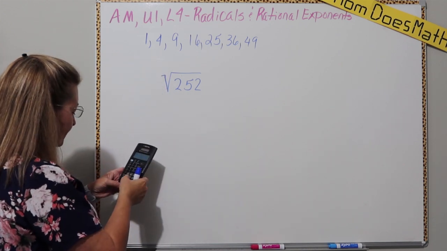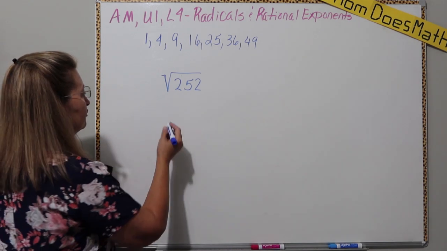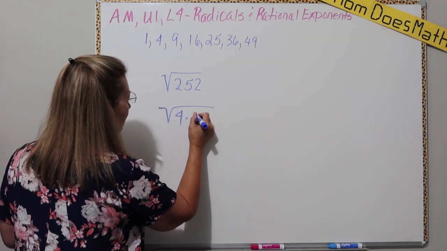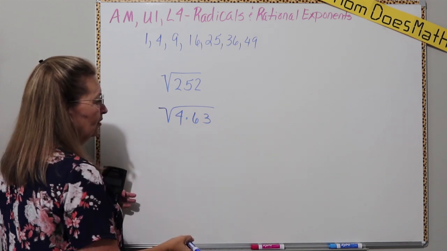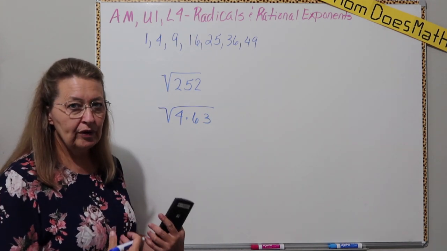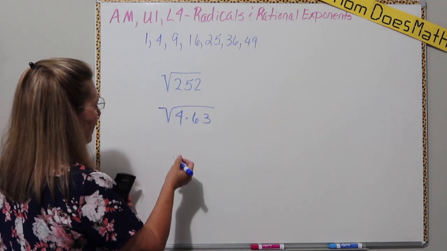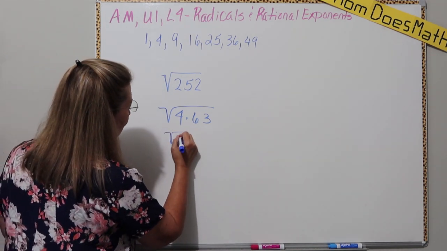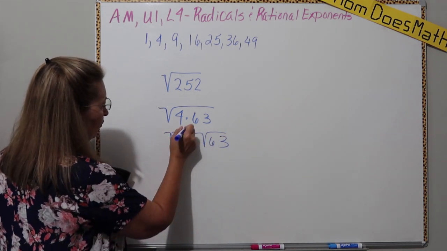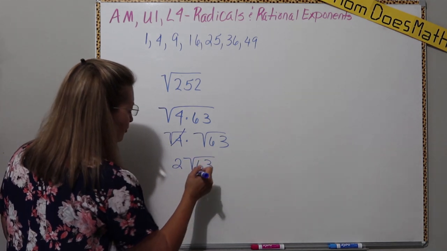If I start here, let's say I do 4. 252 divided by 4 gives me 63. So I could break this up into 4 times 63. Now anything that's a perfect square, you can take the root of it, convert it, and pull that out from under the radical sign. And you don't have to write it down like this every time. What's the square root of 4? Well, that converts to 2. So now I have 2 times square root of 63.